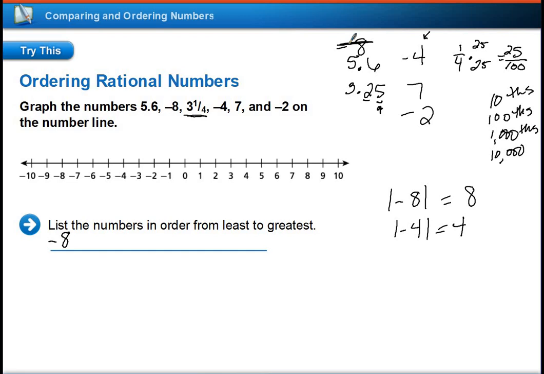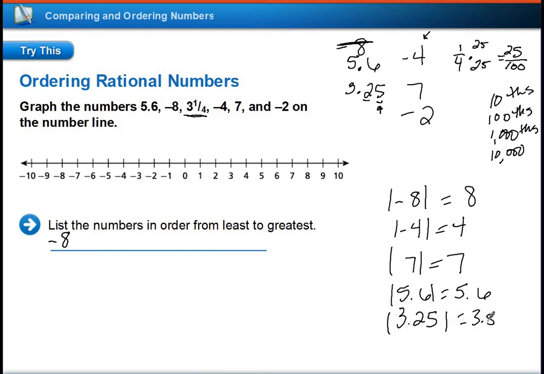So then my next biggest absolute value, so here, 7, and then 5 6/10, 3 25/100, negative 4. Oops, I already wrote negative 4. I don't know why I just scratched that out instead of using my eraser. That's just silly. That's what erasers are made for when we make mistakes. All right, so then here I have the negative 2. I have 1, 2, 3, 4, 5, 6 numbers.